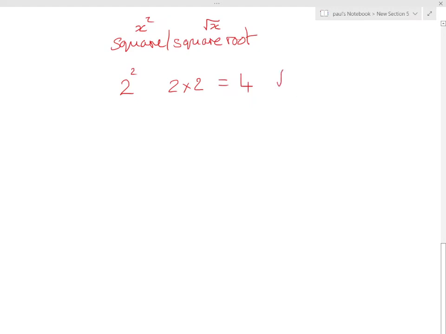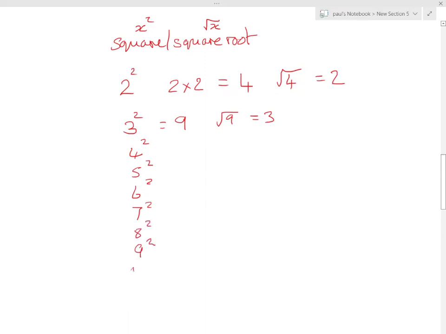If we do the square root of 4, then it is a number times itself which equals 4, which is 2. So 3 squared is 3 times 3, which is 9. And the square root of 9 is 3. 4 squared, 5 squared, these are things to remember. It's just in the times table, yes? So we just go to 10.